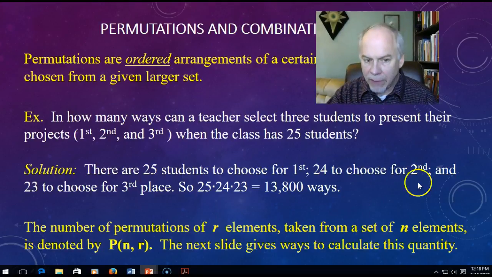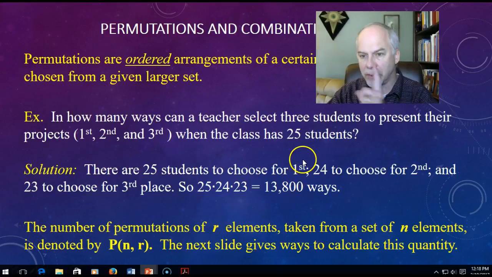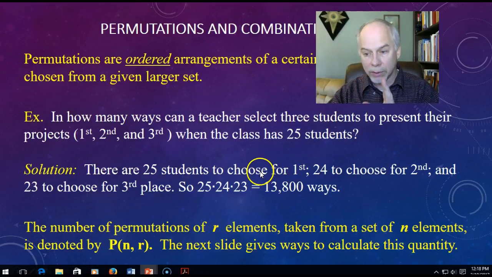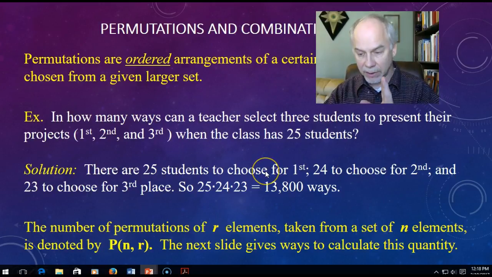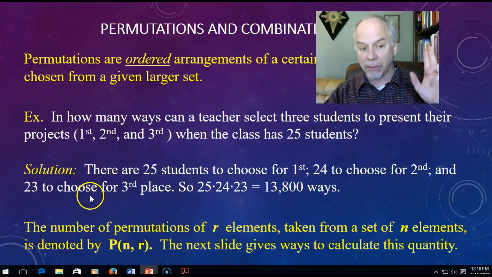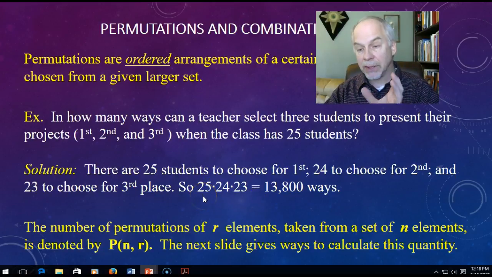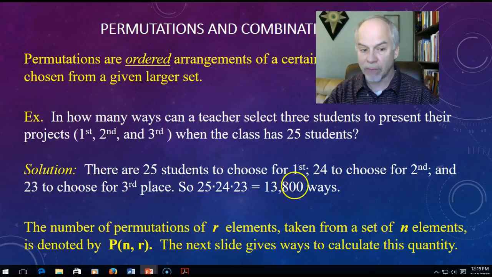So there are 25 students to choose for the first position, for the first person to give their presentation. And then after that, there's 24 to choose for the second slot. And then there's 23 to choose for the third slot. So using the product rule, there must be 25 times 24 times 23, or a total of 13,800 different ways the teacher could choose 3 students to present their projects.